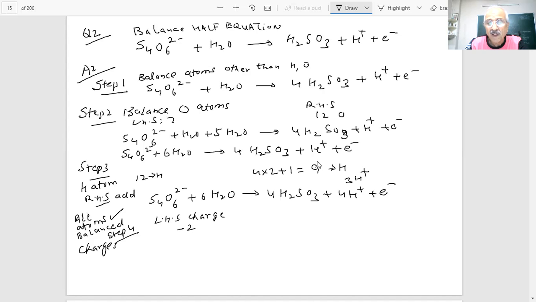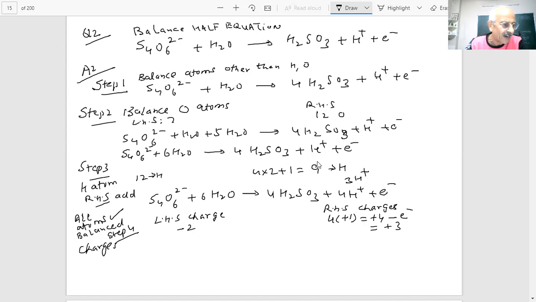In H plus plus electron, how do you calculate the charges? There is H plus and then you add another electron. What is this 4? Okay, 3 H plus and 1 electron. How much? Total plus 3. Here it is minus 2 and here it is plus 3. So you have to make the two charges equal by adding electrons.